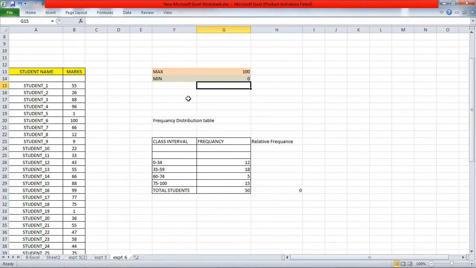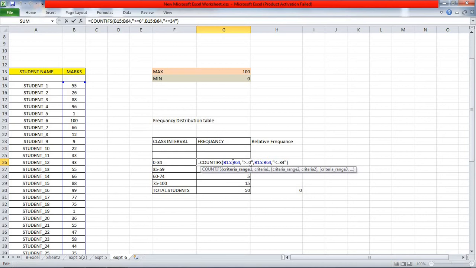According to the maximum and minimum, I am going to write the class interval and also find the frequency using the COUNTIFS function. In the last class we already discussed this inbuilt function, COUNTIFS. If the value is greater than 0 and the second condition is less than or equal to 34, this is how we find the frequency. Up to here we find the frequency.